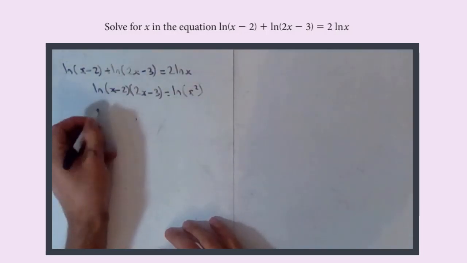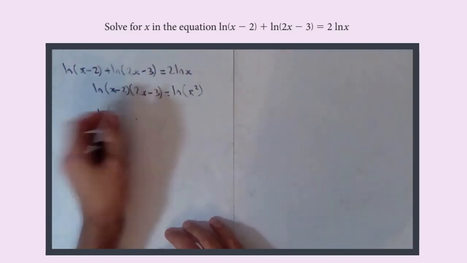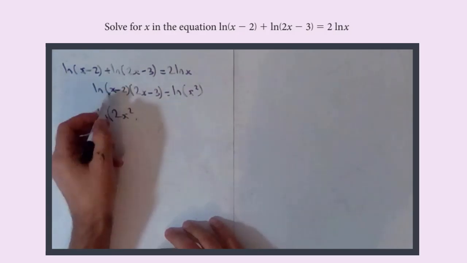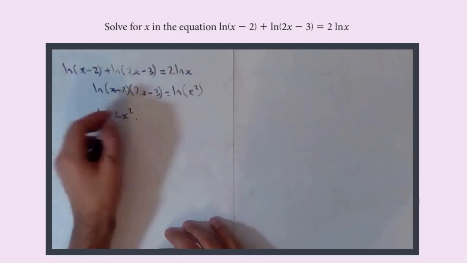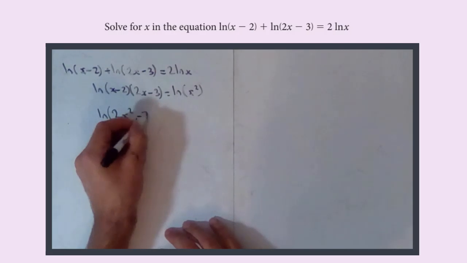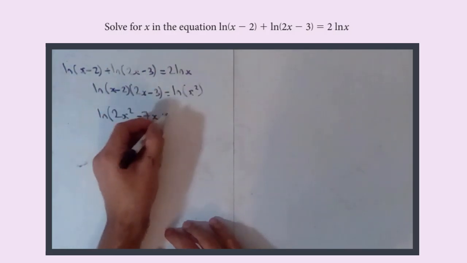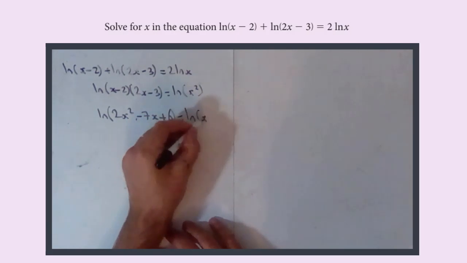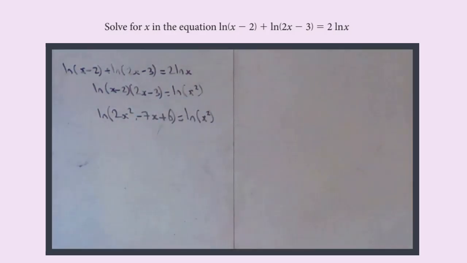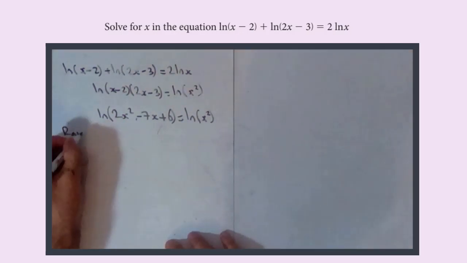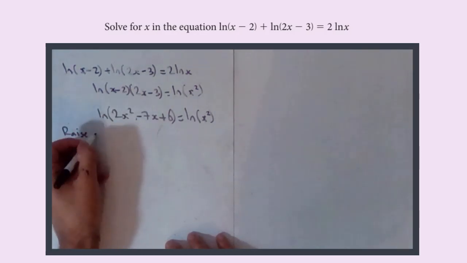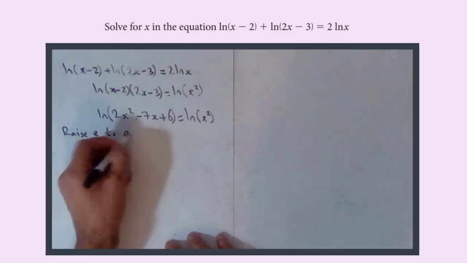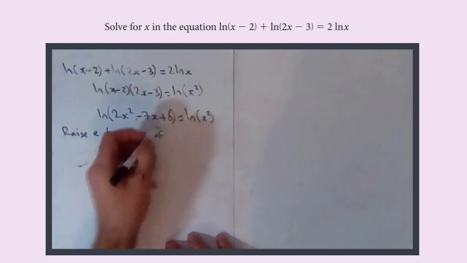so ln of 2x squared minus 3x minus 4x, that must be minus 7x plus 6, equals ln of x squared. So now we can undo the logs, and what we're doing is raising e, remember, e is the base for a natural log, e to the power of both sides.